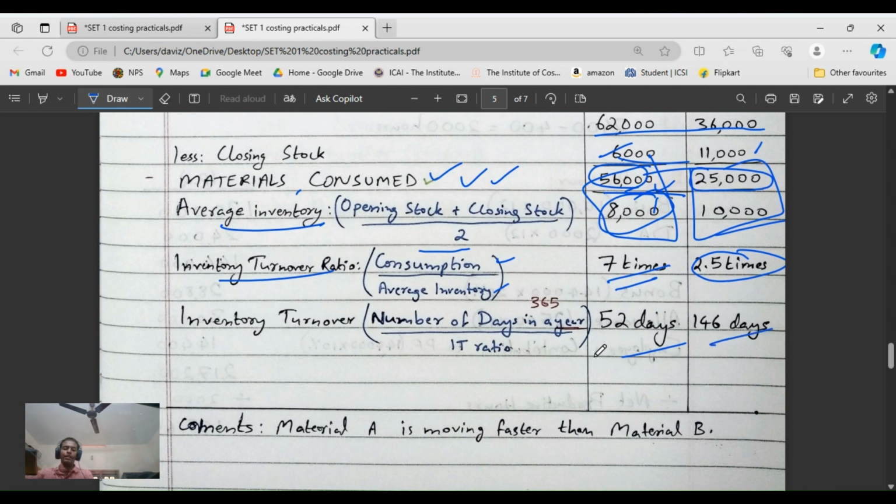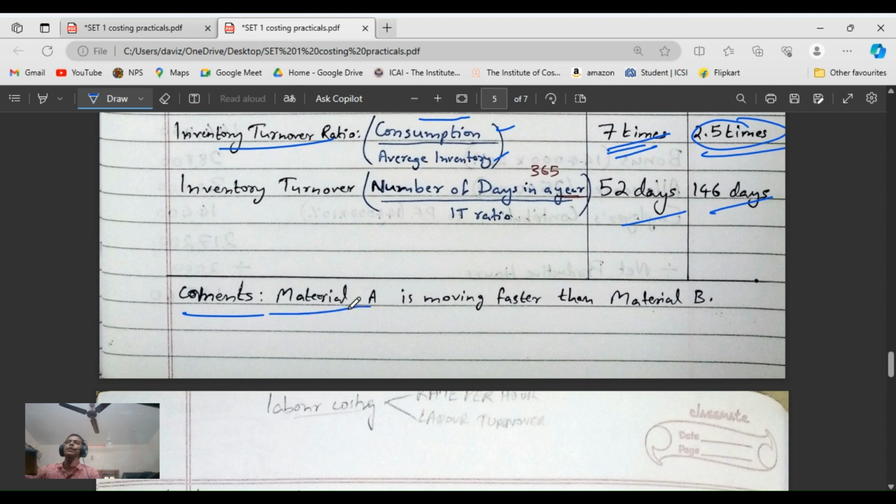From this we can understand that material A is moving faster than material B. When material A moves 7 times, material B is moving only 2.5 times. So we can add the comment that material A is moving faster than material B.